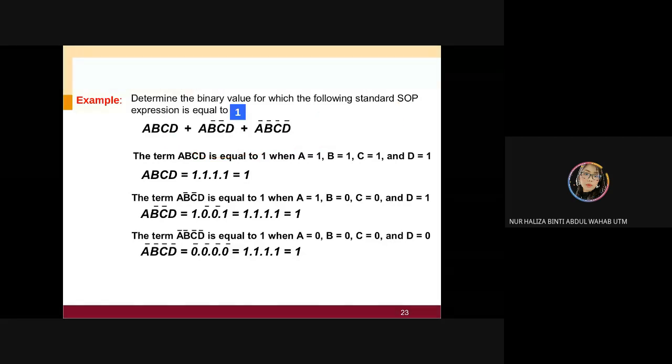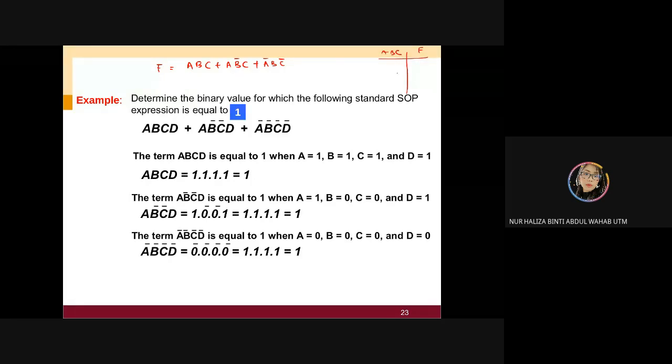You check one by one. So let's say I give you F equal to A, B, C plus A, B bar C plus A bar B, C bar. If you directly know, you're going to get your output for your F equal to A, B, C.